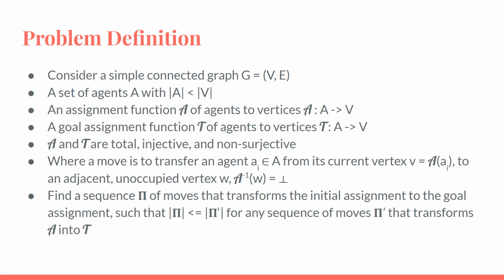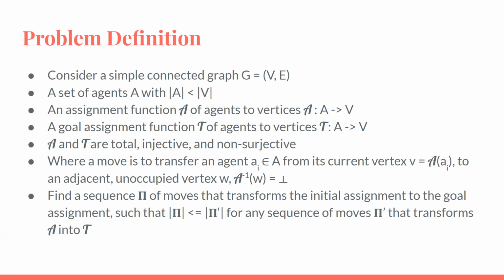We have an assignment function, fancy A, of agents to vertices. This is their starting location. We have to have a function that defines where they're going to start on the graph. And then we have a goal assignment function, fancy T, of agents to vertices. This is referring to their destination position, where they are trying to get to from their start position.